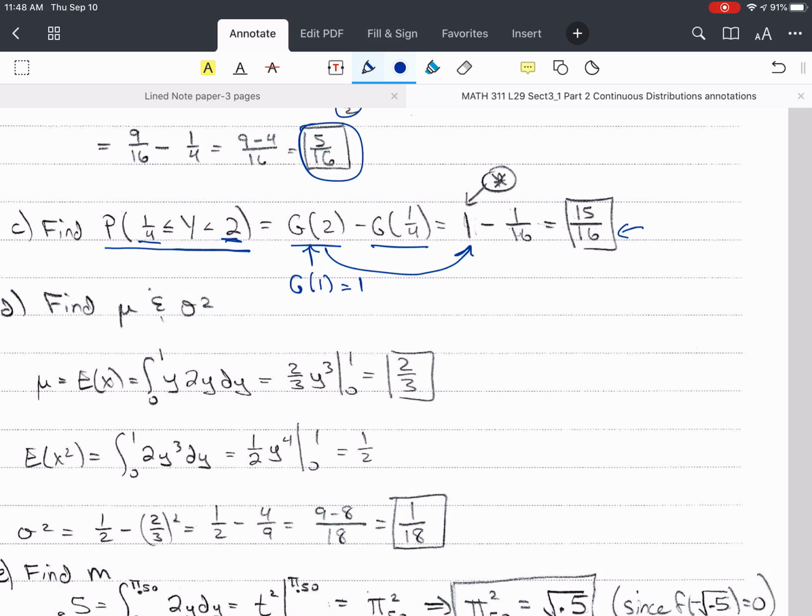Now we want to find mu and sigma squared. So mu is E of X, which is going to be, in this case, the integral of y times g of y dy.